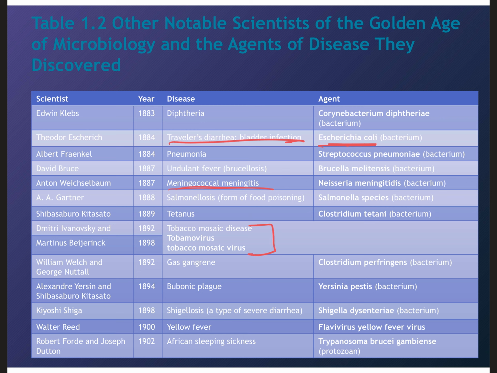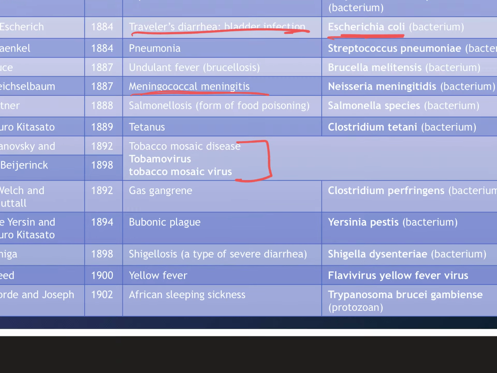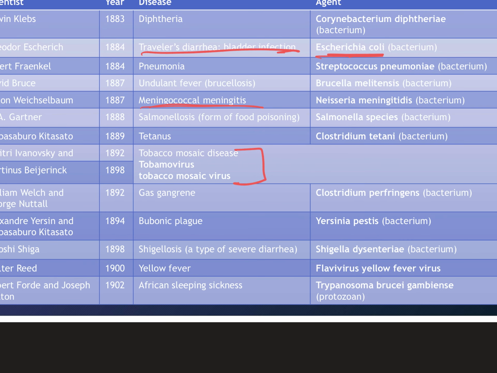Tobacco mosaic virus, right? So this is the disease of the tobacco plant, and this is some of the first stuff in virology that we really saw. My former principal investigator actually discovered some stuff about tobacco mosaic virus, and that kind of rocketed him up in the virology world, which is pretty cool. So, gas gangrene, right? Bubonic plague, that's nice and fun. Shigellosis from Shigella. Yellow fever and African sleeping sickness, right? So all of these people are coming in and discovering these things and helping us understand, oh yeah, if you get bit by the tsetse fly, you're going to get African sleeping sickness.